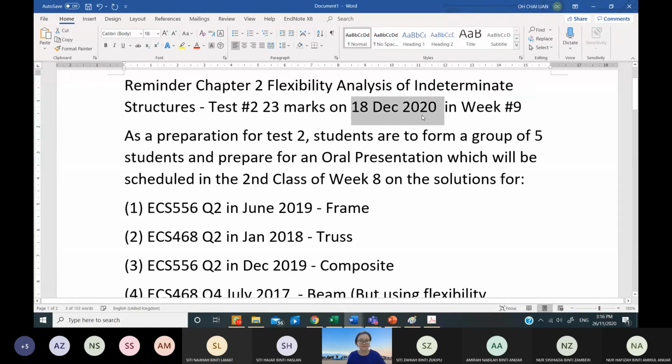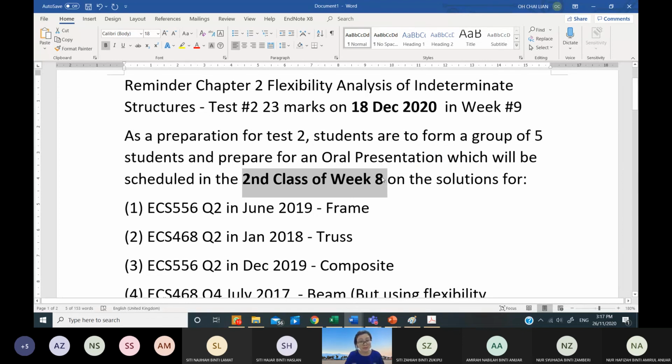I'm sorry, it's just corrected. Okay, and then for the preparation for this test 2, I want all to work in a group of 5 students, the group that you have formed earlier. The task given to you is you need to prepare for an oral presentation. The group leader, please start to coordinate and distribute the task to each member, so that they can prepare for the oral presentation, which will be scheduled in the second class of week 8.